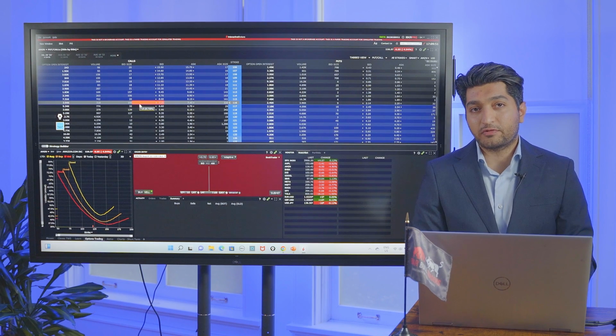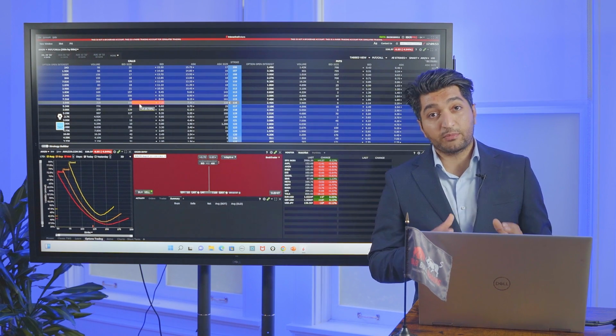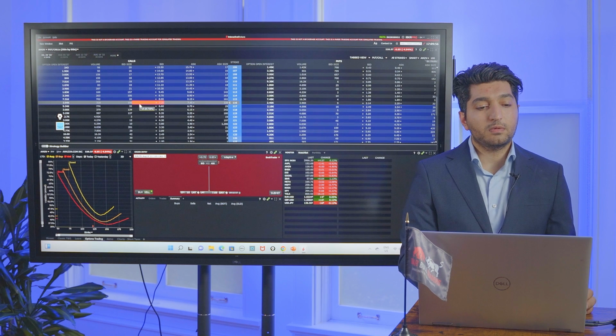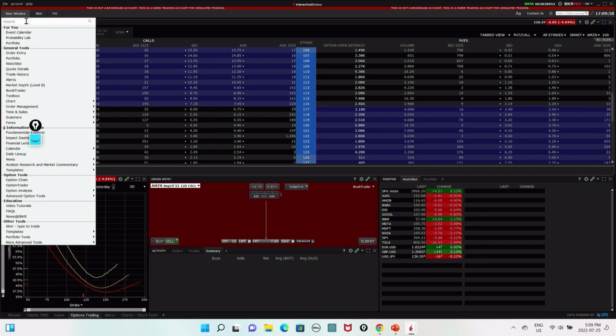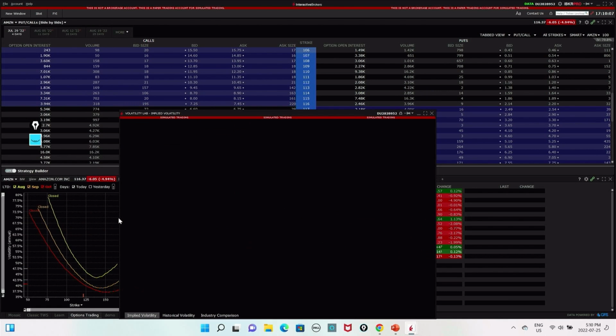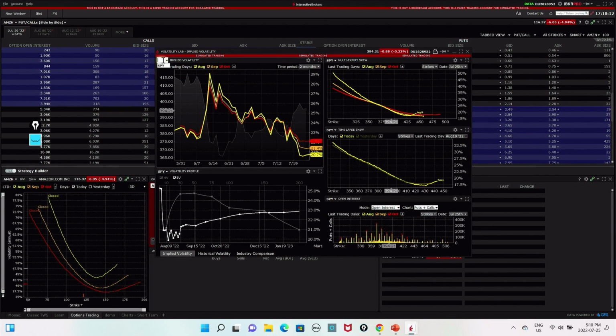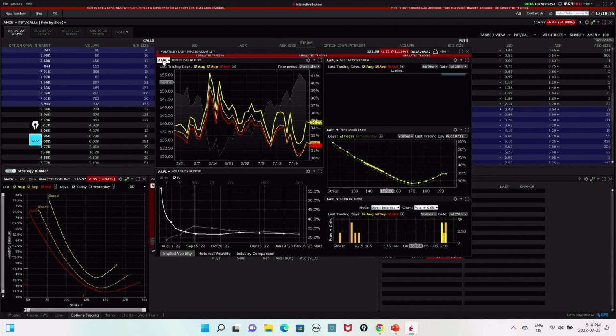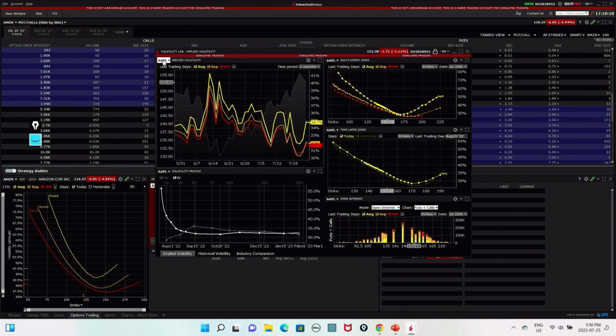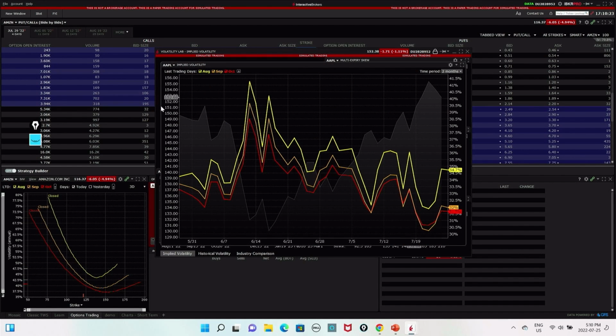If you use Interactive Brokers, which by the way is our recommended brokerage firm for trading, in the terminal you can simply go to New Window, Advanced Option Tools, and simply go to Volatility Lab. Click on that and click on the ticker that you want to trade. So let's say in this case we want to trade Apple. So AAPL, click on that, bring up the chart. Now you see the chart and simply look at the implied volatility. Let's make this a little bigger so we can actually see.